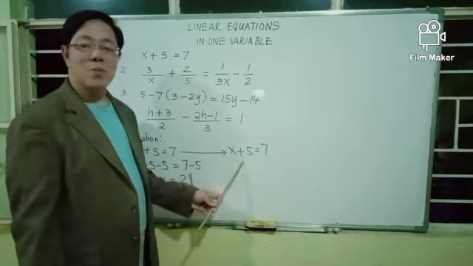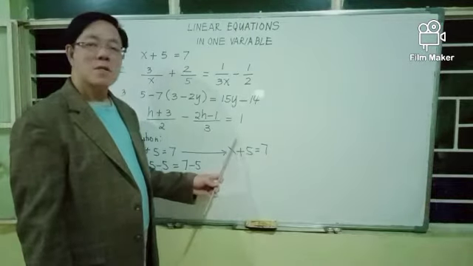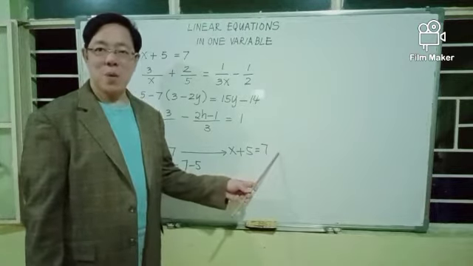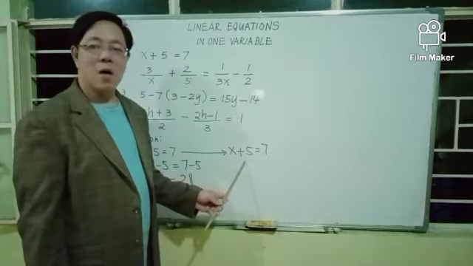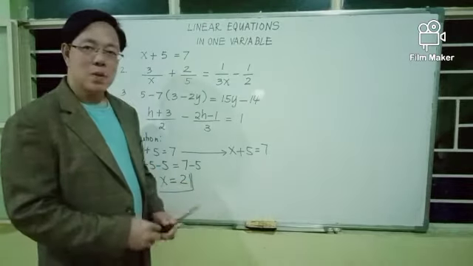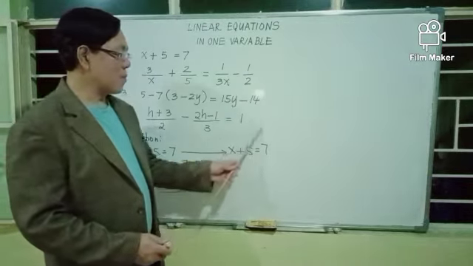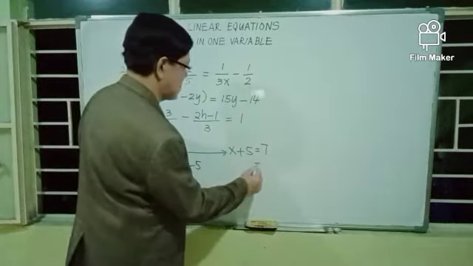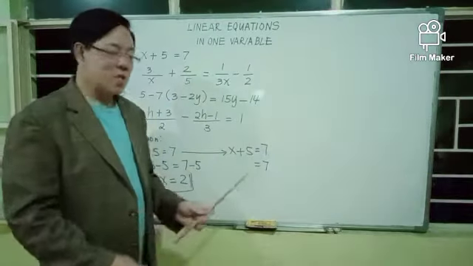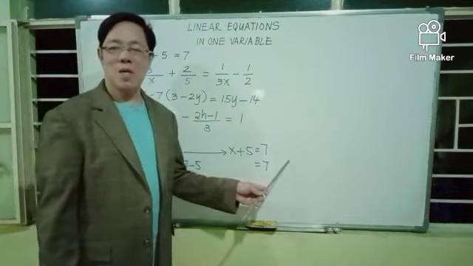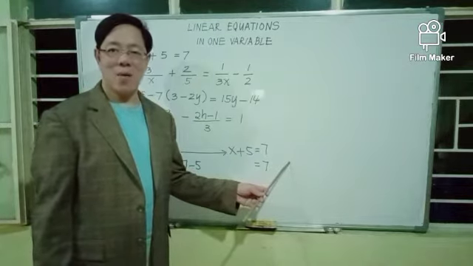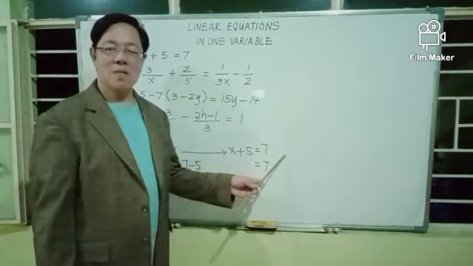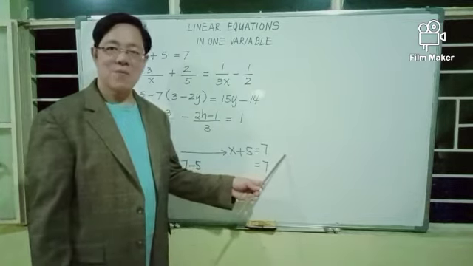As in, we want to remove positive 5 from the left-hand side, so we transpose positive 5 to the right-hand side. But when we transpose, we take the opposite sign of 5. If we transpose 5 to the right-hand side, at the right-hand side we have 7. When you transpose a constant to the other side of the equation, always take the opposite sign of that constant. The sign of this constant is positive. When you transpose it to the right, it becomes negative 5.